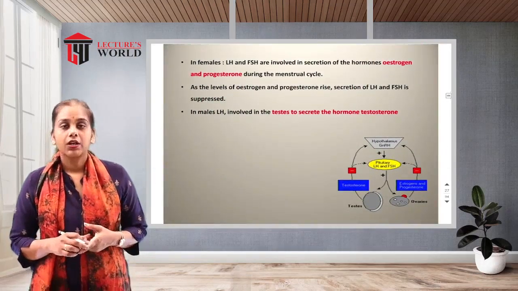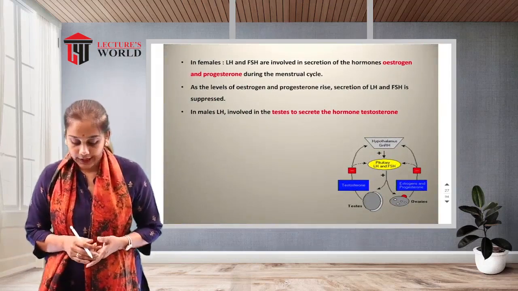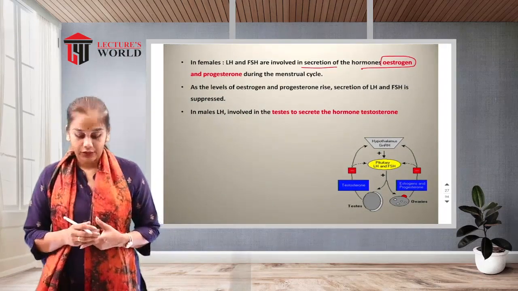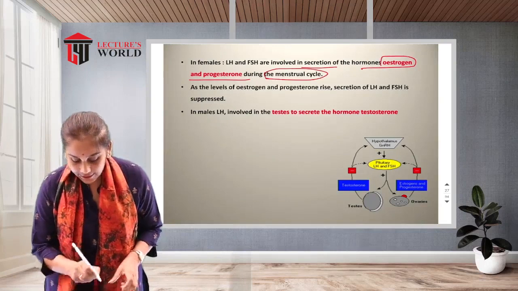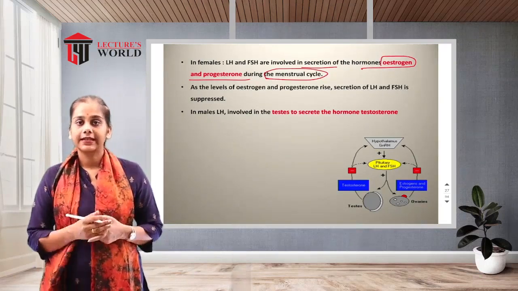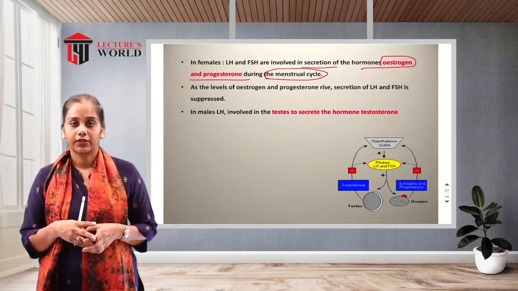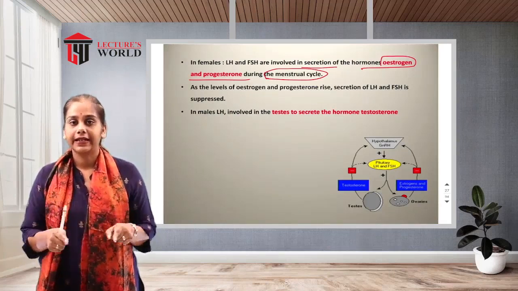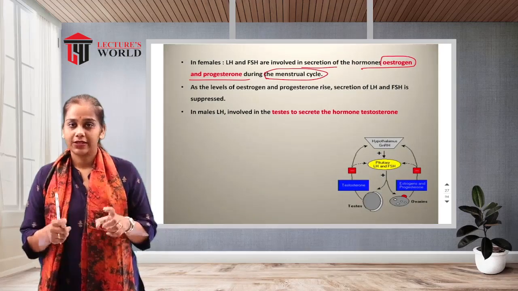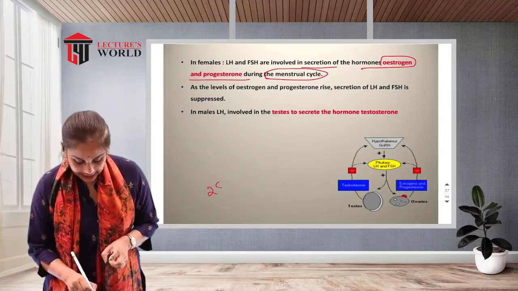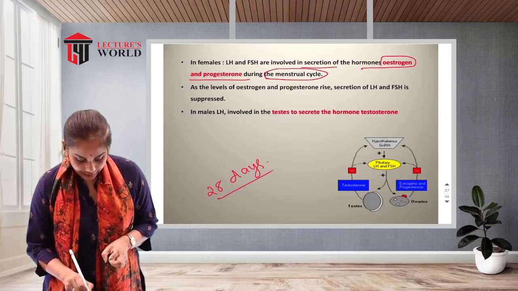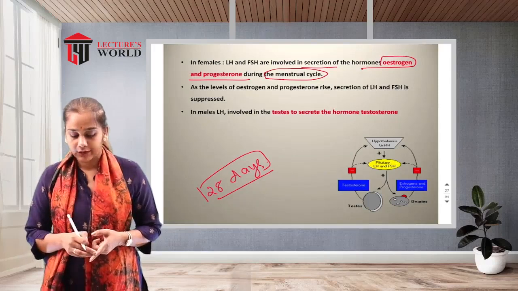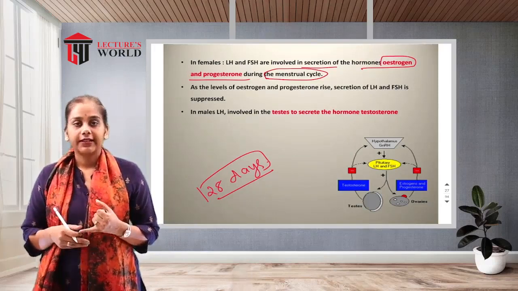Then in females, luteinizing hormone and follicle stimulating hormone are involved in the secretion of hormones like estrogen and progesterone during the menstrual cycle. Both hormones are important, and they maintain the menstrual cycle. What is the menstrual cycle? That is a 28 day cycle, known as the menstrual cycle.